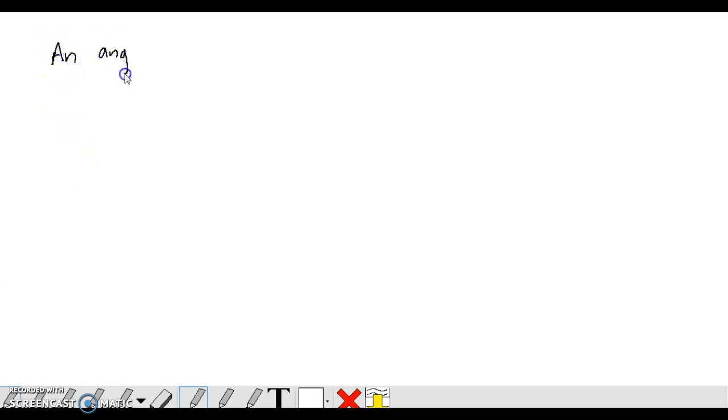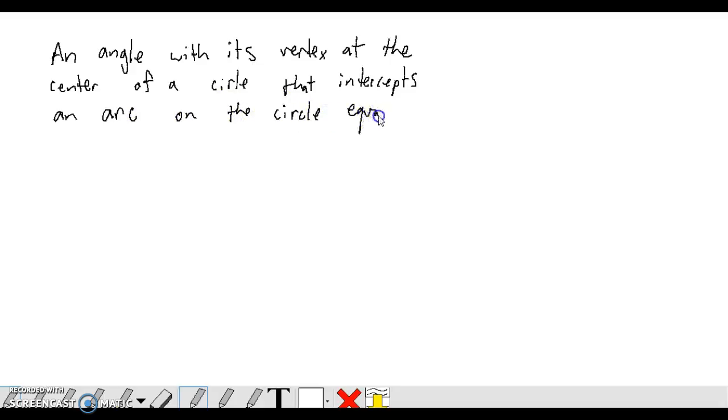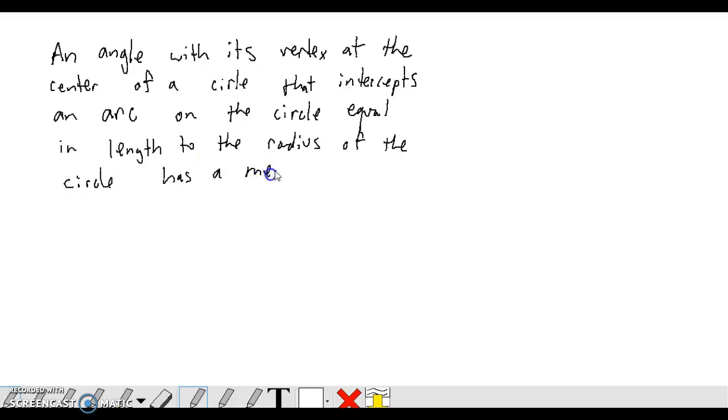So we can say this: an angle with its vertex at the center of a circle that intercepts an arc on the circle equal in length to the radius of the circle has a measure of what's known as 1 radian. All right, so what am I meaning by this?